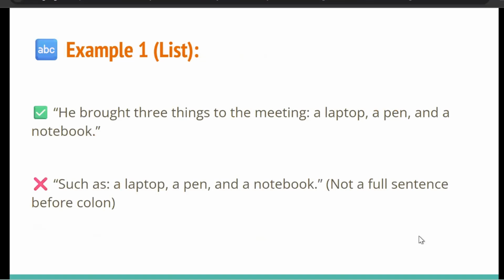Example 1, for lists. He brought 3 things to the meeting: a laptop, a pen, and a notebook. In this sentence, 3 items were separated by commas, which makes a list. In the second sentence, "such as: a laptop, a pen, and a notebook," we see that "such as" is not a full sentence before the colon. So this is incorrect.